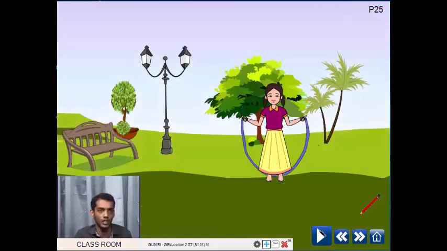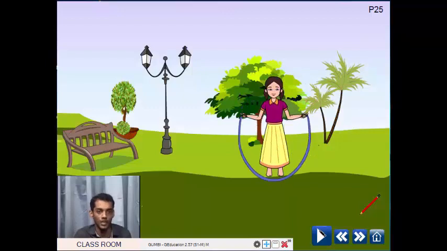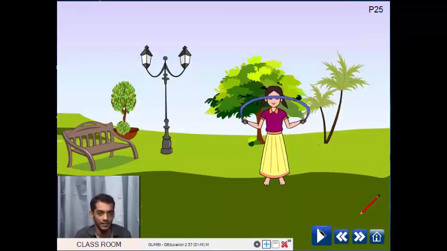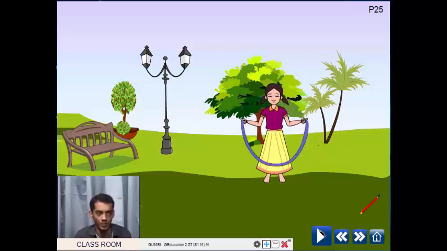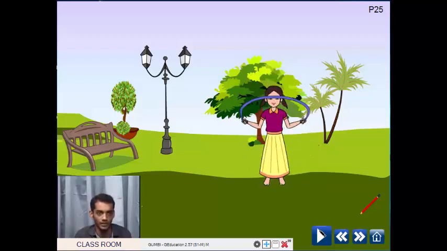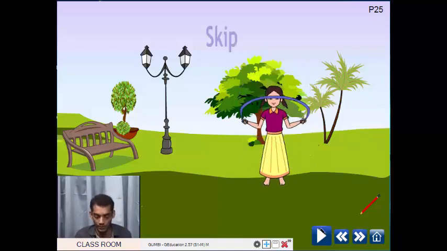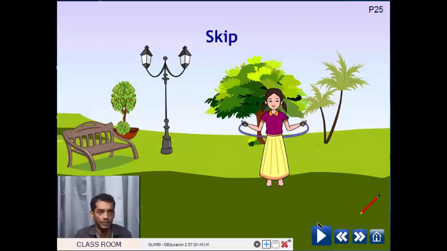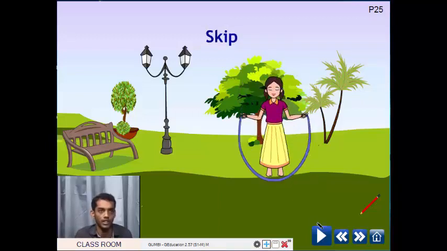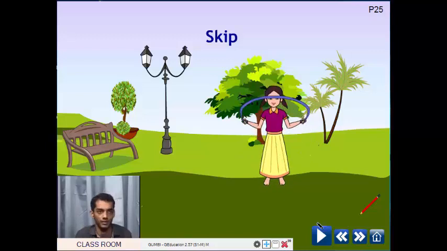Good. Look at the picture. What is the girl doing? Skipping. Very good. What is the action word? Skip. Skip is the action word. The girl is skipping in the park.